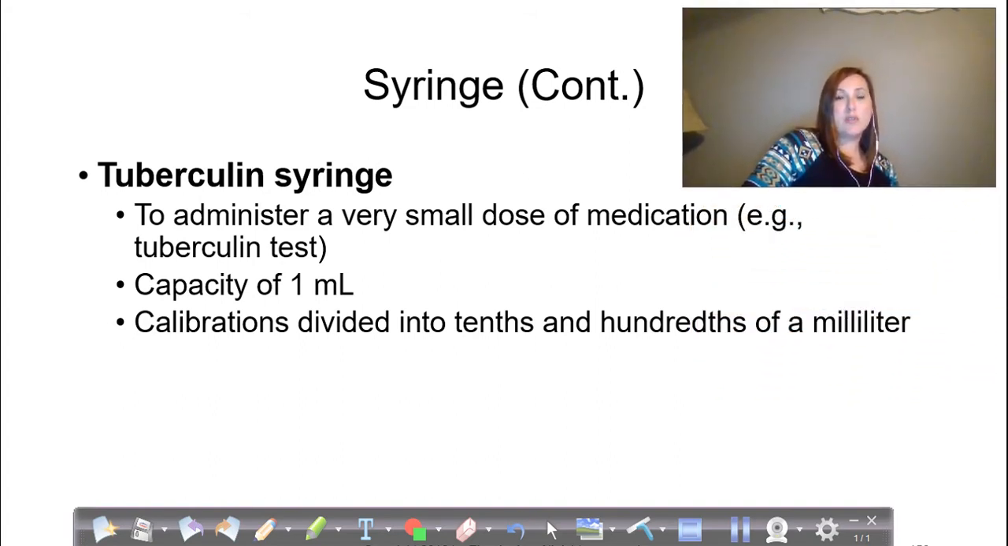A tuberculin syringe or a TB syringe, you give a very small dose. So it only holds 1 ml of fluid. And it's used, again, to deliver a very small dose, and it's divided into tenths and 100ths of a milliliter. So usually that tenths marking is what you'll most often use with a TB syringe.